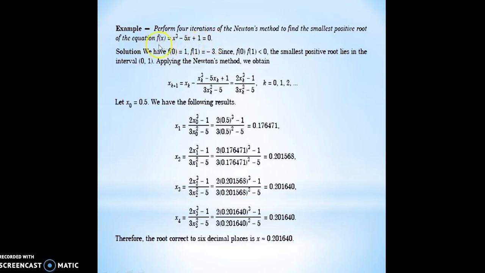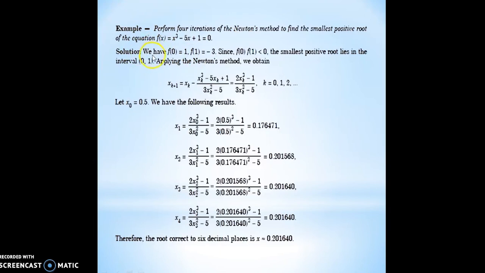There is a theorem that we are going to use. That is, if f of a into f of b is less than 0, then the root lies between a and b. We are going to use this theorem. So we have to find a and b such that f of a into f of b is less than 0, that is, negative. So let us find such a and b.